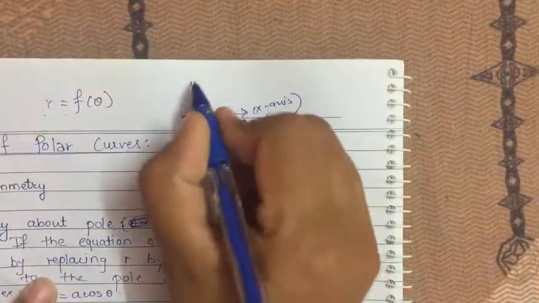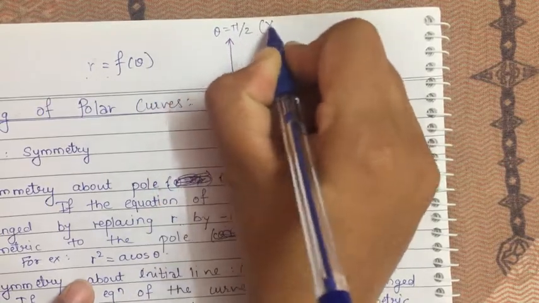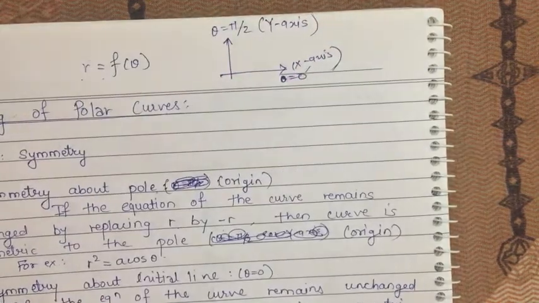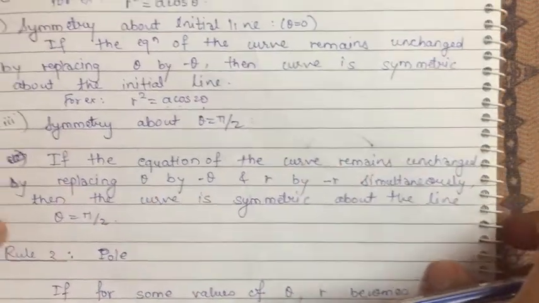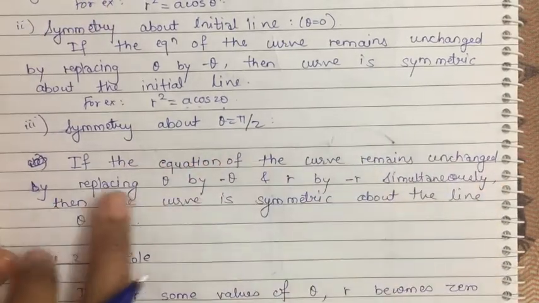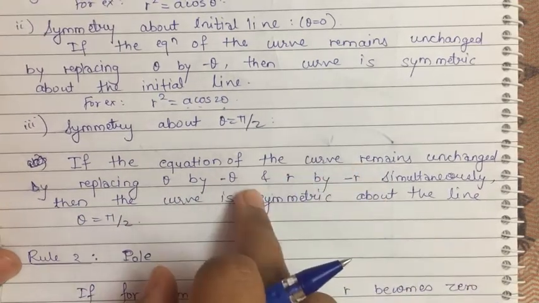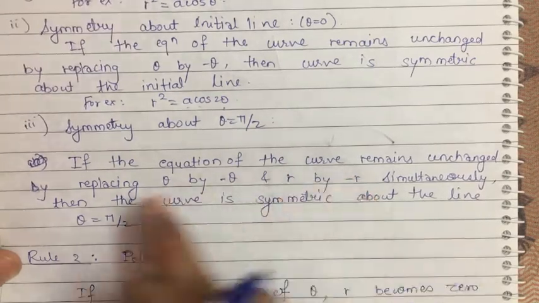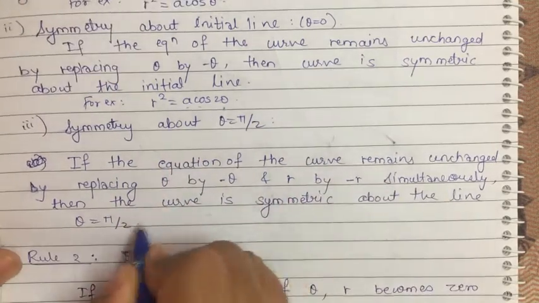Now the third and last symmetry is symmetry about theta equal to pi by 2. What is meant by theta equal to pi by 2? Theta equal to pi by 2 means this line, or in Cartesian form, the y-axis. Now, the curve will be symmetric about the y-axis if the equation of the curve remains unchanged by replacing theta by minus theta and r by minus r simultaneously. That means at the same time we need to replace theta by minus theta and r by minus r, and if the equation remains the same, then the curve will be symmetric about the line theta equal to pi by 2.